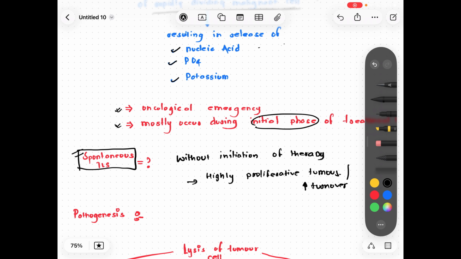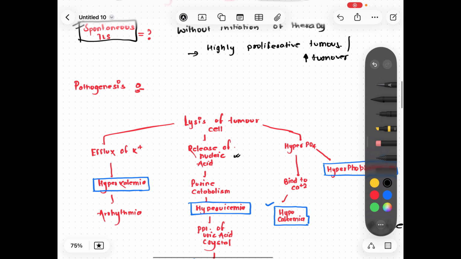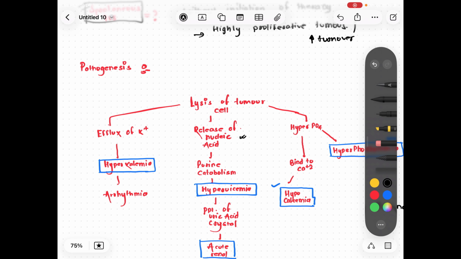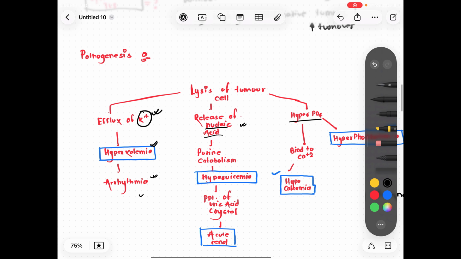So now coming to the pathogenesis. Pathogenesis starts with lysis of the tumor cells. This leads to release of multiple intracellular substances into the circulation like potassium, nucleic acid and phosphorus. Starting with potassium, the tumor cell releases a large amount of potassium, the major intracellular cation. This results in hyperkalemia. Hyperkalemia, as we know, is very dangerous because it can cause cardiac arrhythmia and sudden cardiac death also.